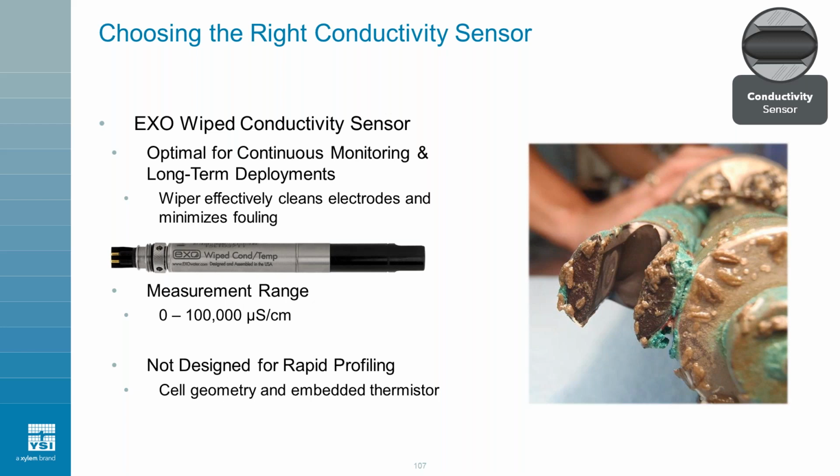Additionally, its embedded thermistor is not quite as responsive as the non-wiped sensor, making it less suited for rapid profiling applications. So while on paper the non-wiped conductivity sensor has a higher accuracy, if your application involves long-term monitoring, particularly in a fouling environment, this is definitely the sensor you want to choose.